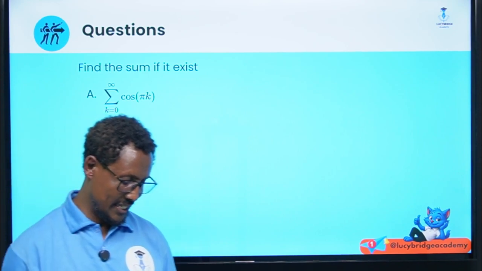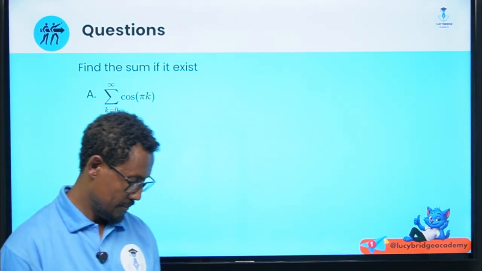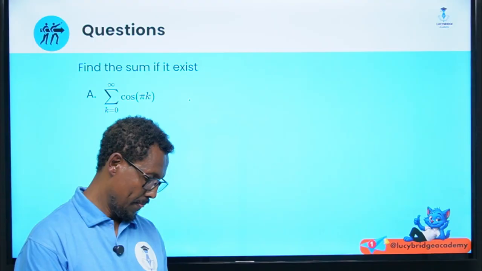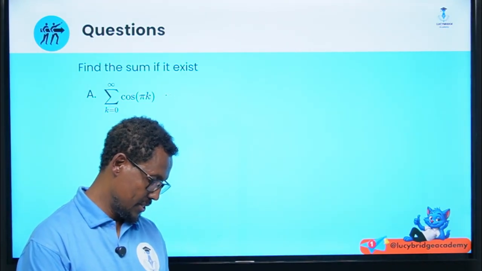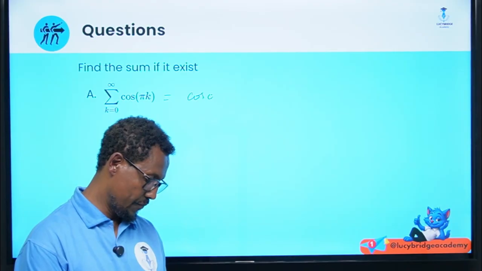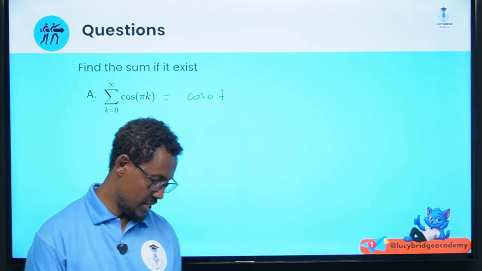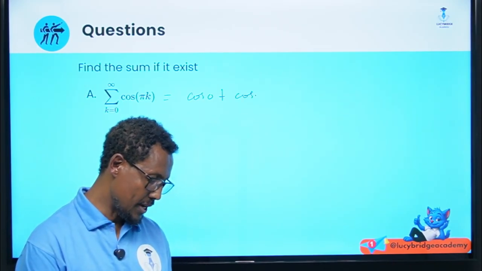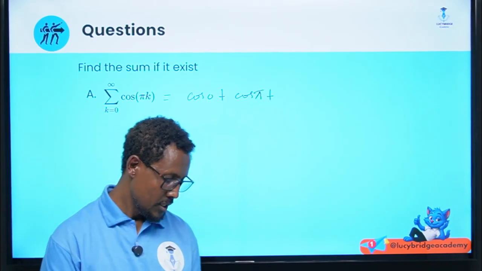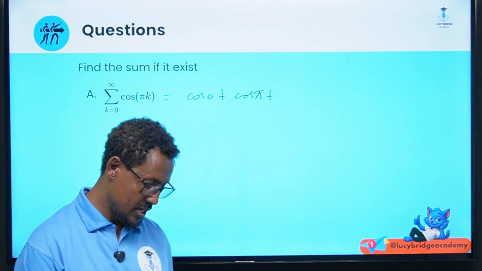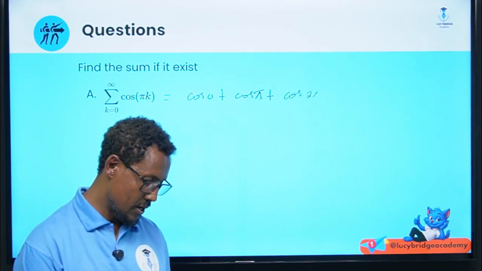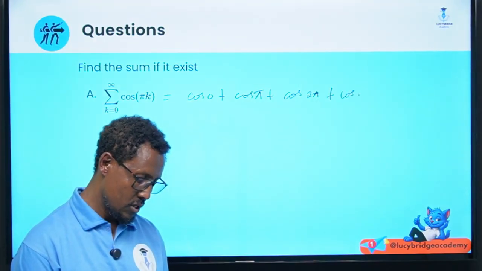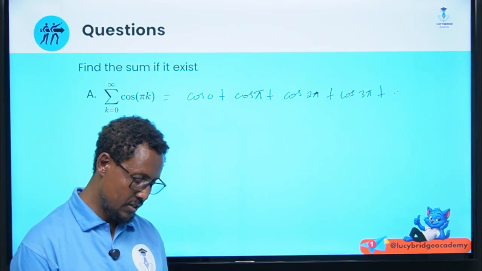Find the sum if it exists. Okay, if it exists, the sum. Let me take the first term, cosine of 0 times pi, k is 0. This means cos 0, plus k is 1, cos 1 times pi, cos pi, plus k is 2, cos 2 pi, plus cos 3 pi, it continues like this.